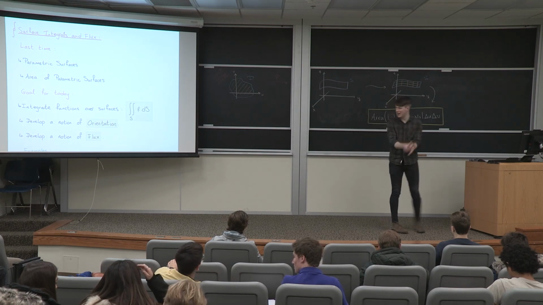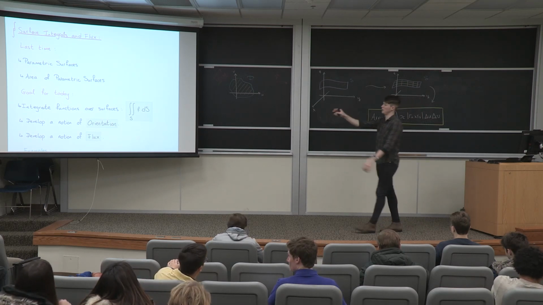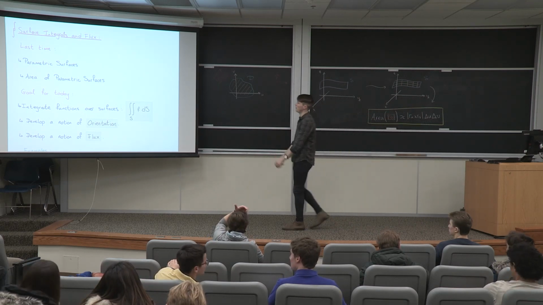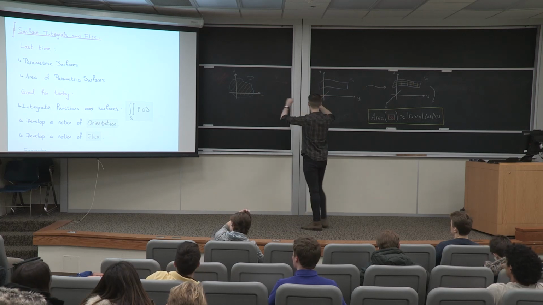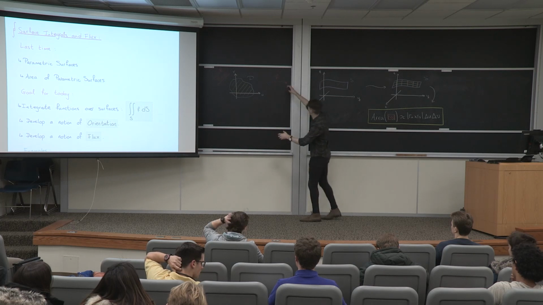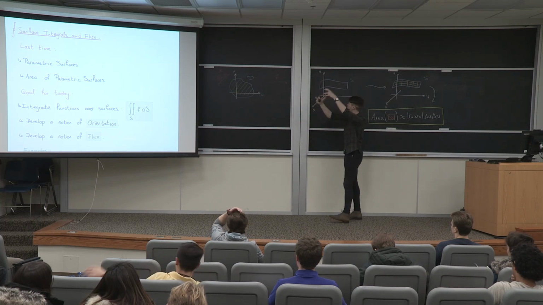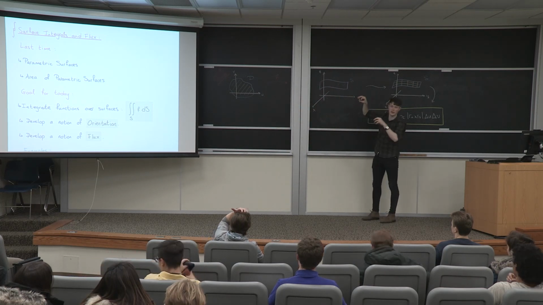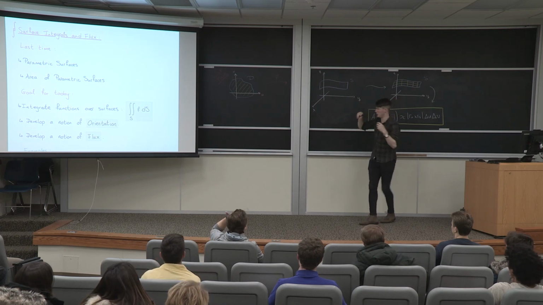So last time we talked about parametric surfaces and areas of parametric surfaces. So what was the idea? We have a region D in the UV plane and a map R that you can think of as lifting D off and twisting it to fit on S. Okay, so that's a parameterization.